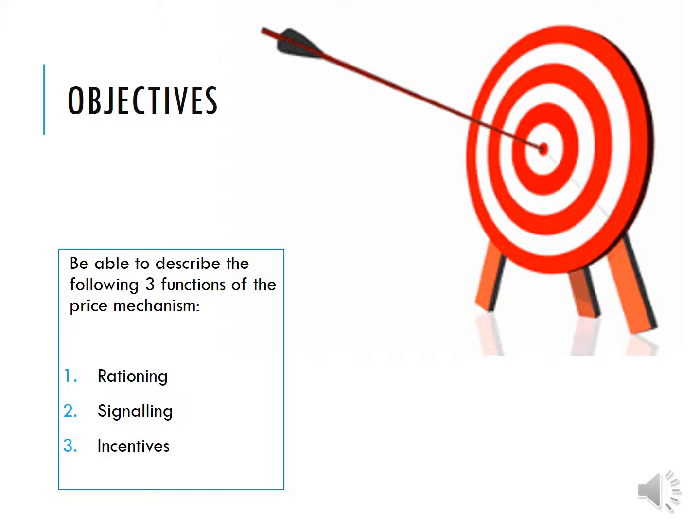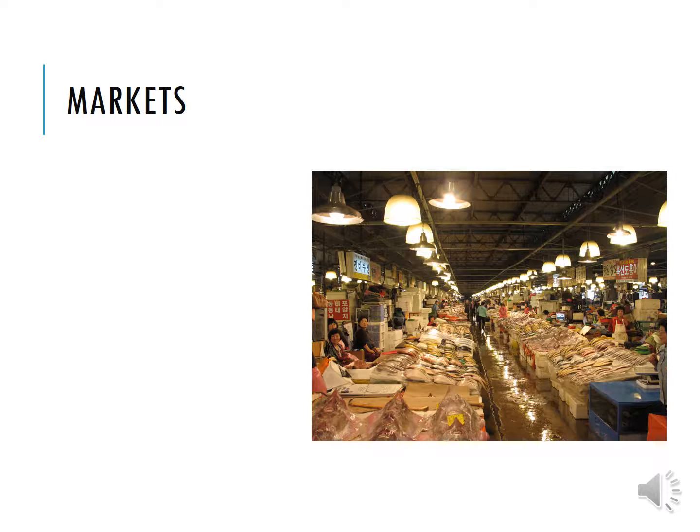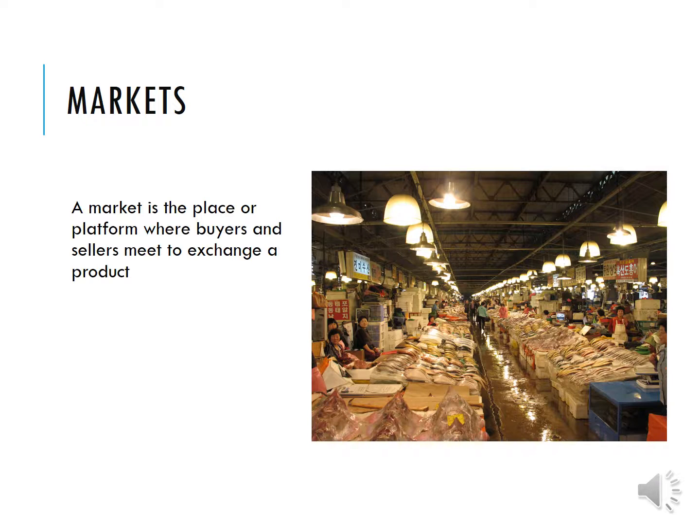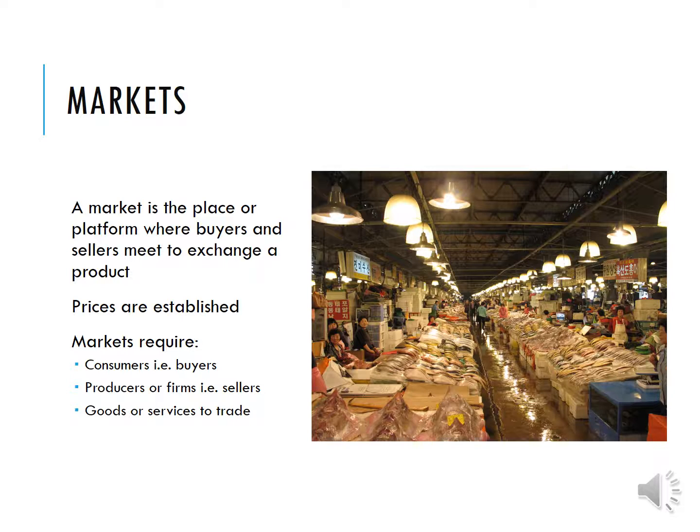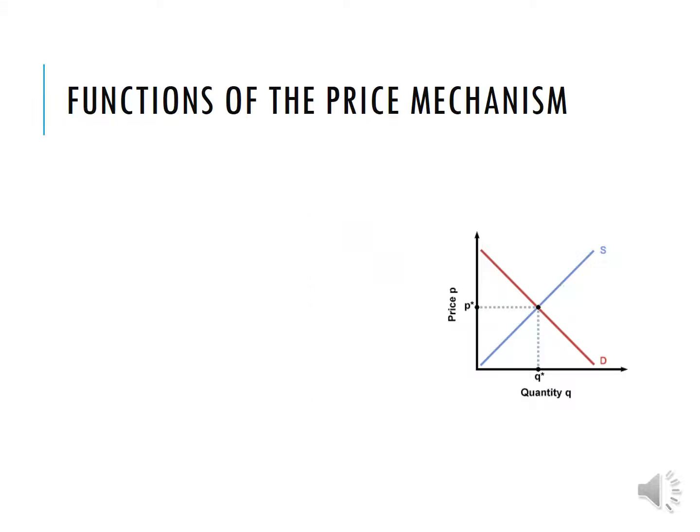In this video, we're going to look at the three functions of the price mechanism: rationing, signaling, and providing an incentive. So the price mechanism is how we allocate resources in markets. And a market is a place or a platform where buyers and sellers meet to exchange. Prices are established and resources are allocated. Markets require consumers, buyers, producers, sellers, and goods and services to trade.